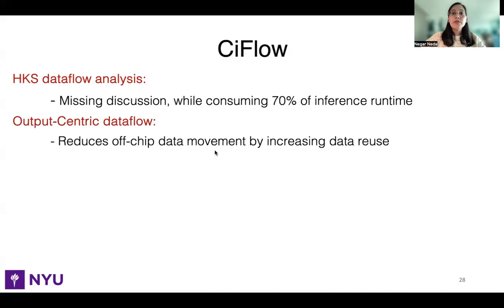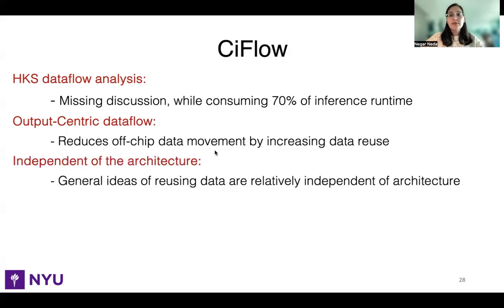We showed that by using the output-centric data flow, we can reduce off-chip data movement by increasing data reuse. And the lessons of CiFlow are relatively independent of the architecture and can be applied to any of the previous or next works on homomorphic encryption.